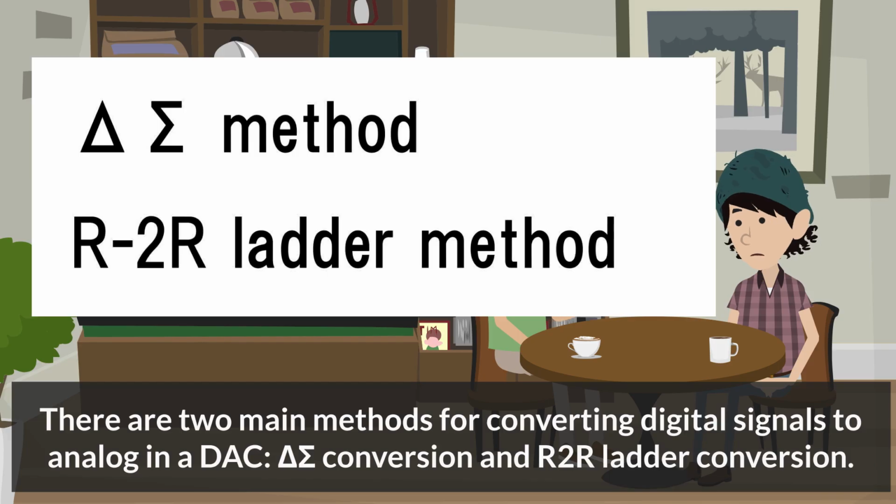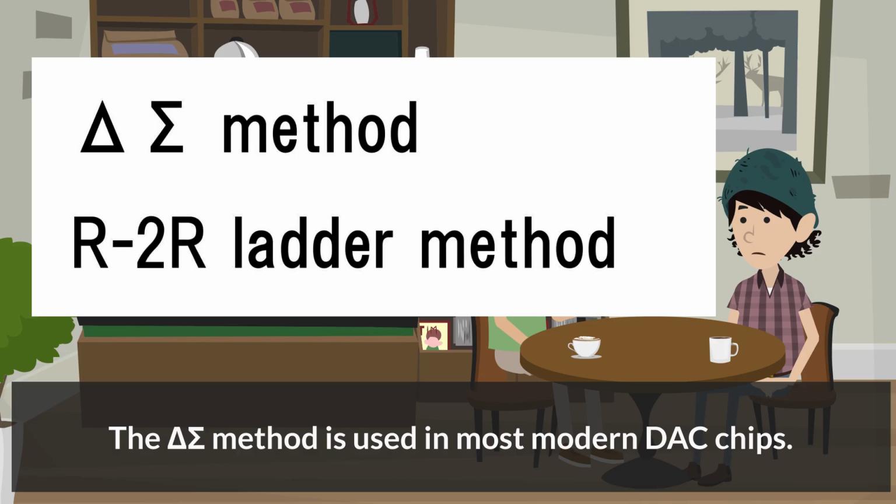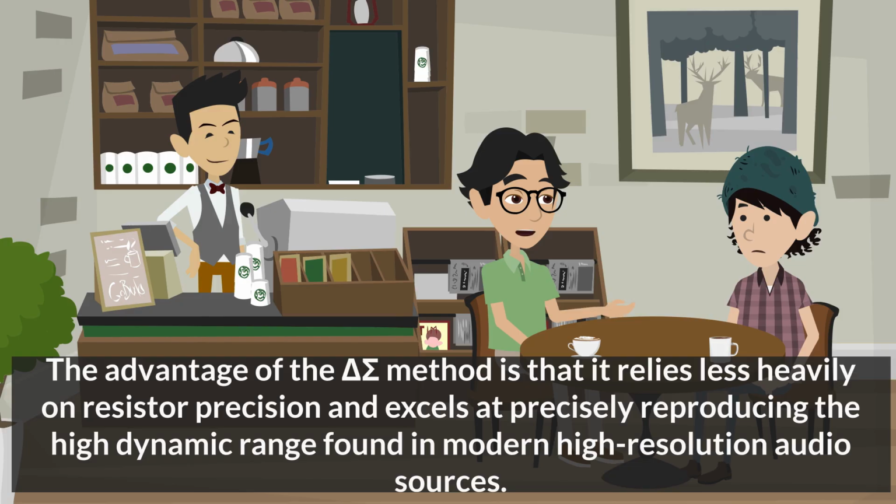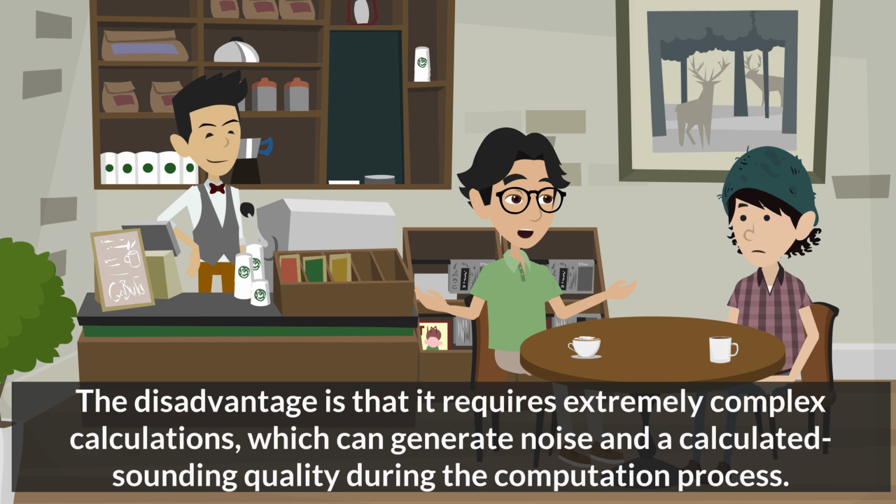There are two main methods for converting digital signals to analog in a DAC, delta sigma conversion and R2R ladder conversion. The delta sigma method is used in most modern DAC chips. It performs pulse density modulation, switching between 0 and 1 tens of millions of times per second at ultra-high speed, creating an analog waveform based on the density variations. The advantage of the delta sigma method is that it relies less heavily on resistor precision and excels at precisely reproducing the high dynamic range found in modern high-resolution audio sources. The disadvantage is that it requires extremely complex calculations, which can generate noise and a calculated sounding quality during the computation process.